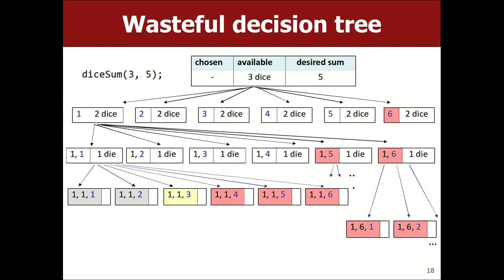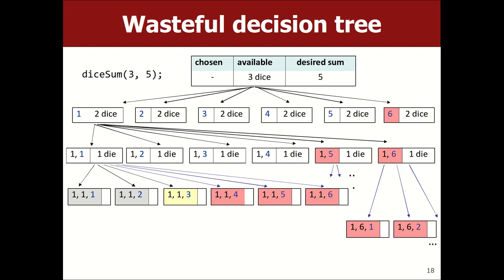3, actually, because the remaining dice have to be at least 1 also, right? So if the first die is even 4 or 5, then the remaining 2 dice at a minimum would be 1, and then you'd have to at least 6 or 7, something like that. So this is wasteful. It's wasting a lot of calls, okay?